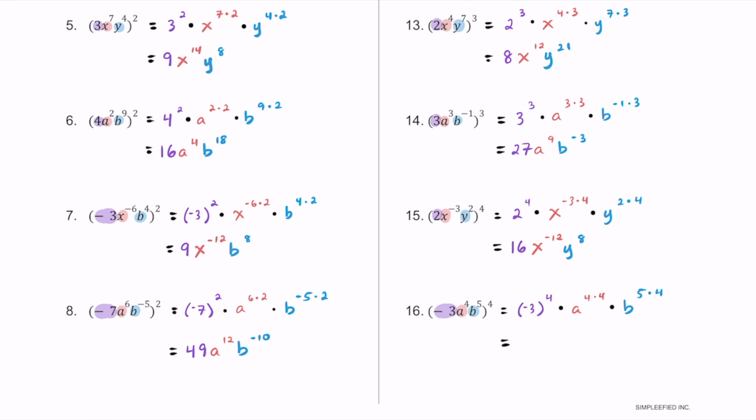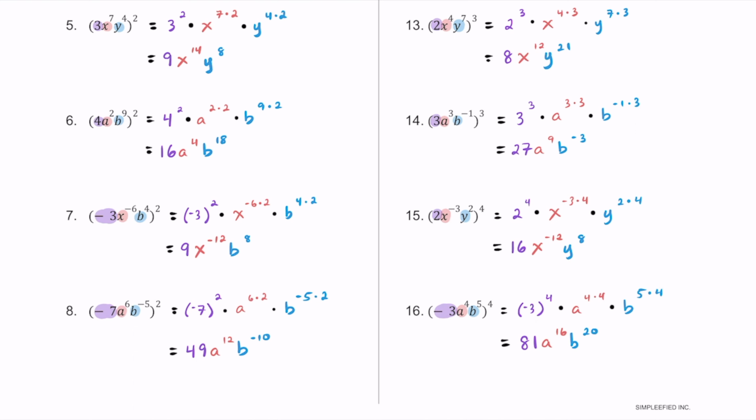Now let's go ahead and combine this all together by using some multiplication and simplifying. So negative 3 to the 4th power, that's going to be negative 3 times negative 3 times negative 3 times negative 3. That's just going to be equal to positive 81. And then for a's exponents, 4 times 4 is 16, so that's going to be times a to the 16th power. And then for b, we have 5 times 4 is going to be 20, so this is going to be times b to the 20th power.